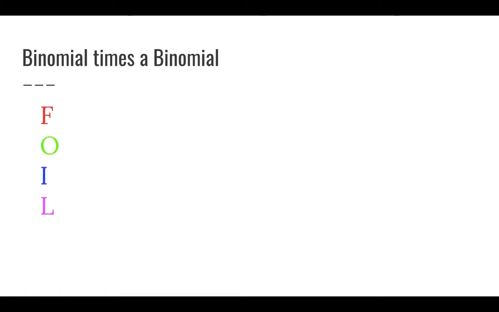Each one of those letters stands for a particular word. F stands for first, O, outer, I for inner, L for last. So what's that mean? If I'm going to take 2x plus 3 and multiply it by x plus 5, I'm going to follow this pattern. So F, first, means I'm going to multiply the terms that appear first in each parentheses. 2x times x will give us 2x squared.